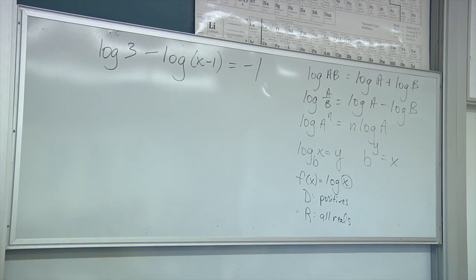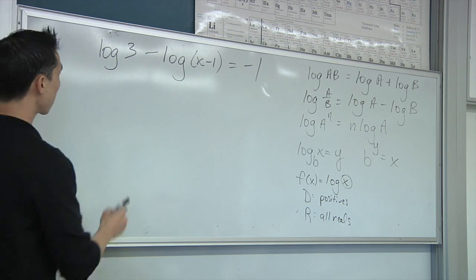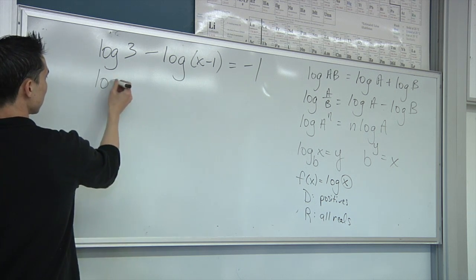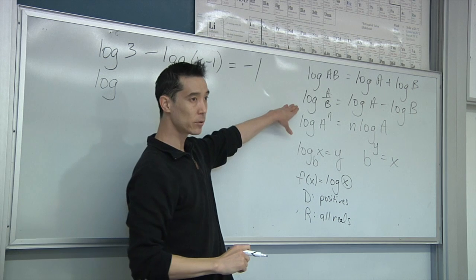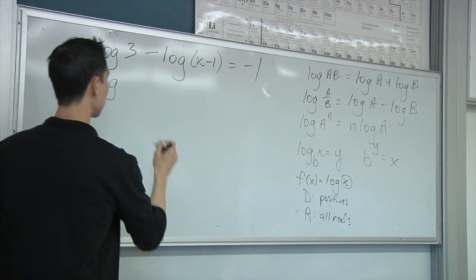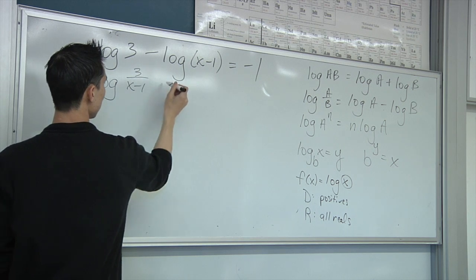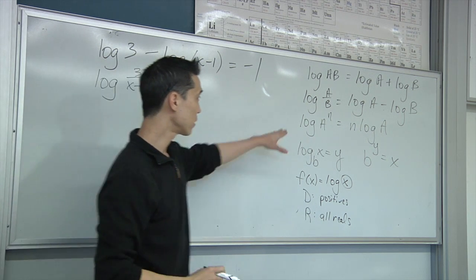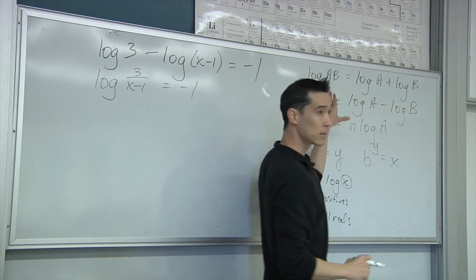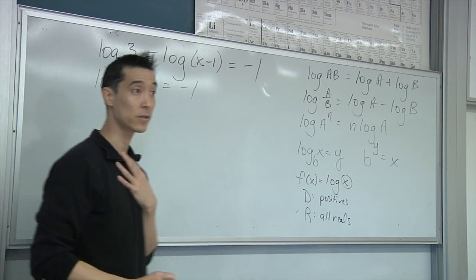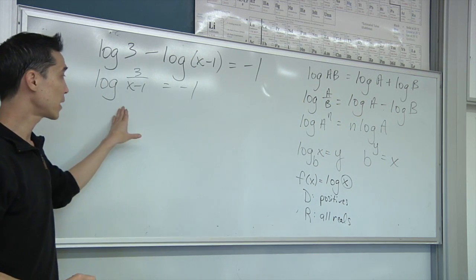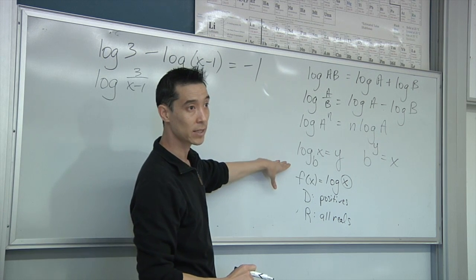Okay, which formula did you use first to write it as a single log? Number 2, right? Log of what? 3 over x minus 1 equals negative 1. Right? The log of a difference is the quotient of the log. That should have been the first step. Step number 2, can I rewrite it using this? Write it into exponential form.